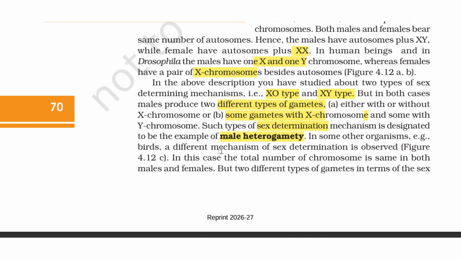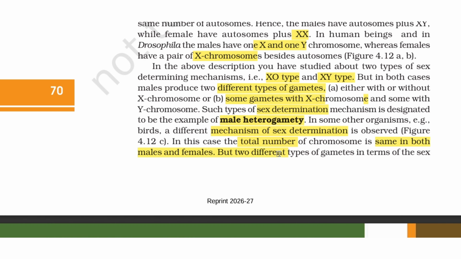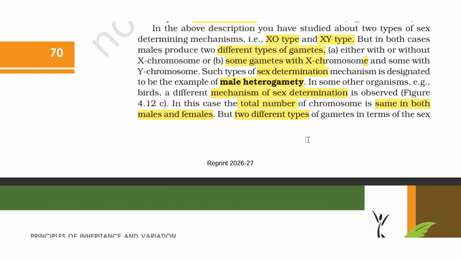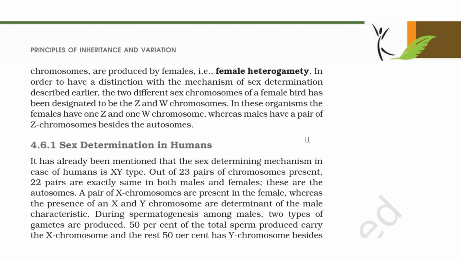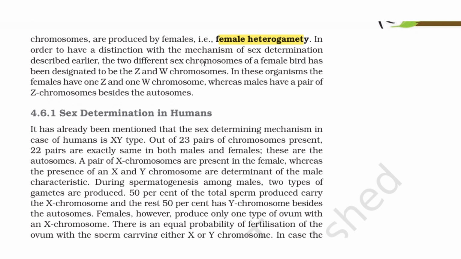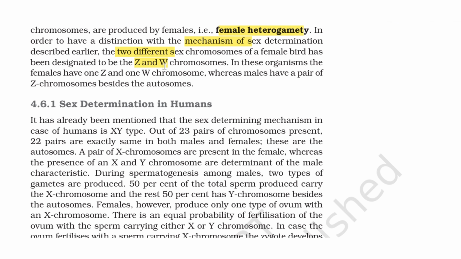In some other organisms, for example birds, a different mechanism of sex determination is observed, figure 4.12c. In this case the total number of chromosomes is the same in both males and females, but they differ in the types of gametes produced in terms of the sex chromosomes, which are produced by females, i.e., female heterogamety. In order to have a distinction with the mechanism of sex determination described earlier, the two different sex chromosomes of a female bird have been designated as the Z and W chromosomes. In these organisms the females have one Z and one W chromosome, whereas males have a pair of Z chromosomes besides the autosomes.